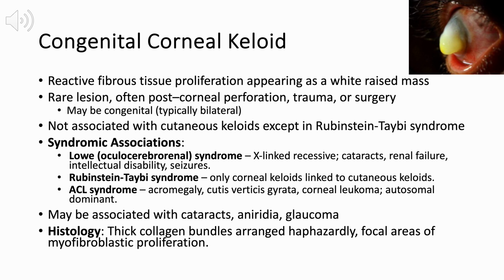is typically bilateral. This condition is generally not associated with cutaneous keloids, except in Rubinstein-Taybi syndrome. It has notable syndromic associations, including Lowe syndrome, Rubinstein-Taybi syndrome, and ACL syndrome. Congenital corneal keloid may also occur alongside cataracts, anterior segment anomalies, and glaucoma. Histologically, it is distinguished by thick, haphazardly arranged collagen bundles and focal areas of myofibroblastic proliferation. The accompanying image shows a dense, elevated white corneal mass consistent with a keloid, illustrating its opaque and irregular surface.